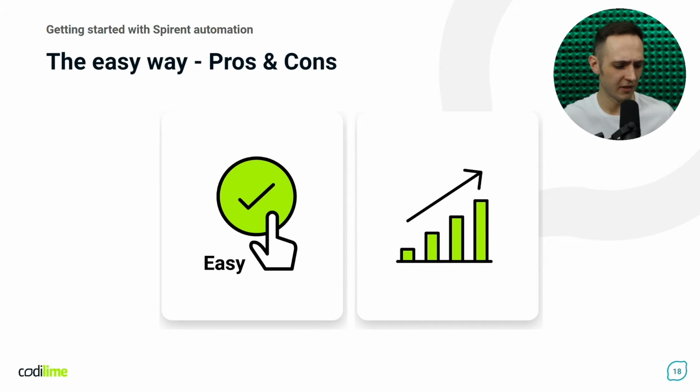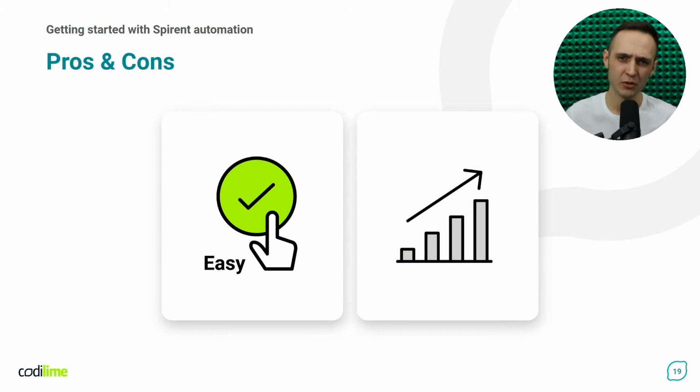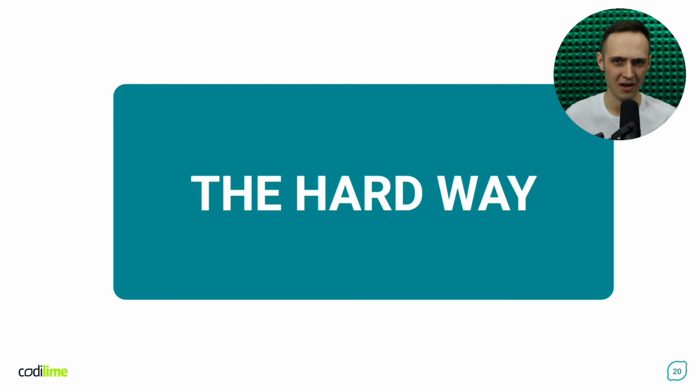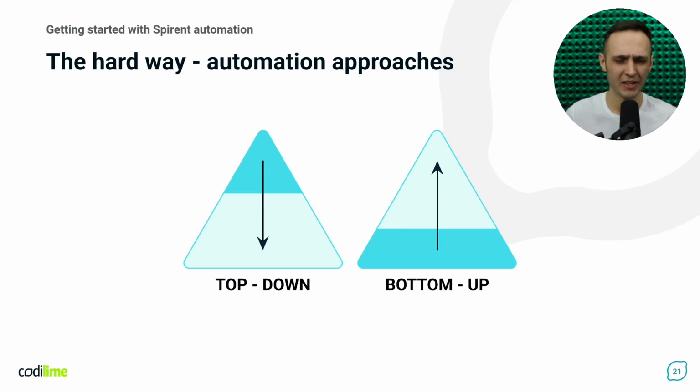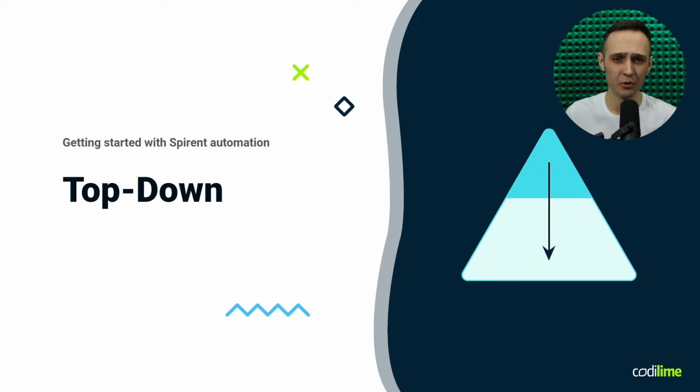If we've got, for example, one traffic generator configuration, it's not a big deal to adjust it. But if we have, for example, 20 of them, that's a lot of work. So this approach is not really scalable at all. And if you're aiming for scalability, you have to take the hard way. And the hard way can be divided into two approaches, the top-down and the bottom-up. So let's start with the top-down.